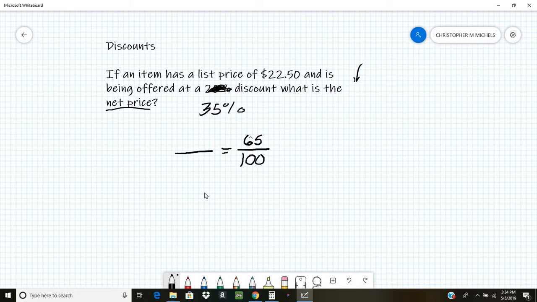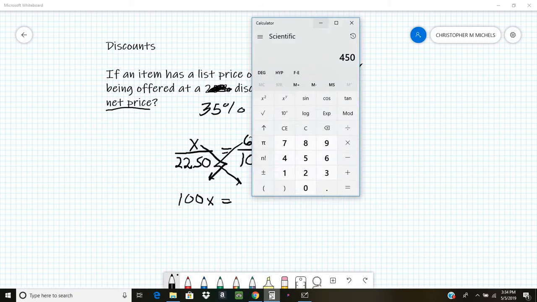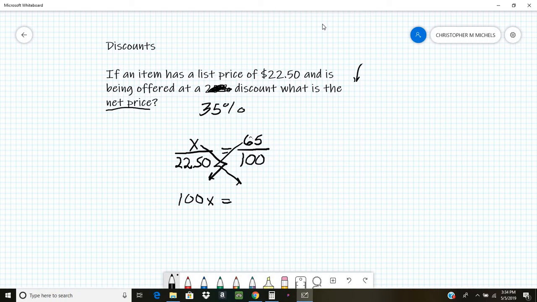Because when you're looking at this one, if they're taking 35% off of 2250, if I figure 65% of full price, that'll get me to the answer faster. It'll take me straight to it. So I do x times 100. That gives me 100x. 65 times 2250. I can't do that one off the top of my head. Probably should be able to, but let's see. 65 times 2250. So that gives me 1,462.5.